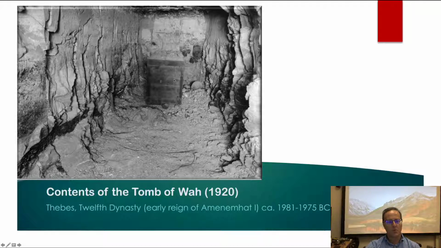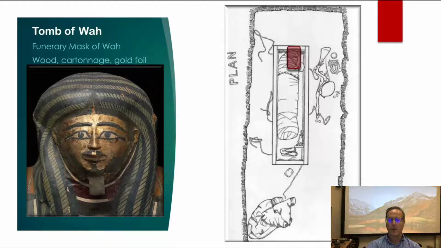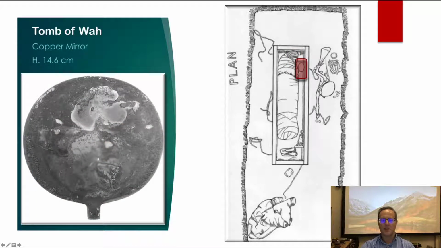Wa's tomb was dug into the causeway of his boss's tomb, into this small little chamber. And here we can see just the way it was discovered in 1920. It was an undisturbed burial. And here's the diagram of the tomb itself that the excavator Herbert Winlock created. Off to the right here is a foreleg of beef offering with some food and bread and beer. And here is the coffin of Wa. And on his face was a funerary mask made of wood and cartonnage and gold foil. And facing him was this copper mirror inside the coffin.